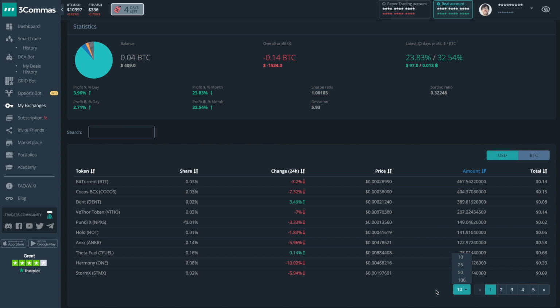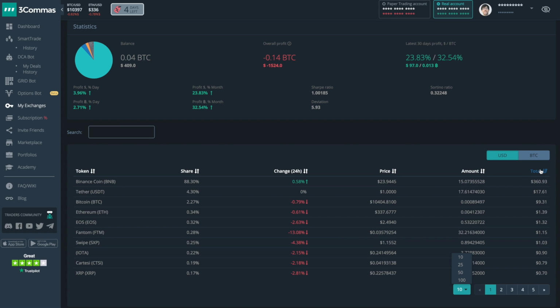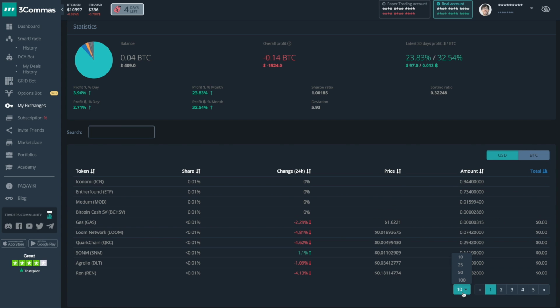The reason I have so many, again, is I have dust. If I were to go here to my total and go to the lowest total amount, it'll show I have ICN, and I have 0.01%, and it doesn't even register a price, because these ones actually got delisted. So this one, GAS, it's worth $1.6221 USD, but it's not enough. I don't have enough of it.